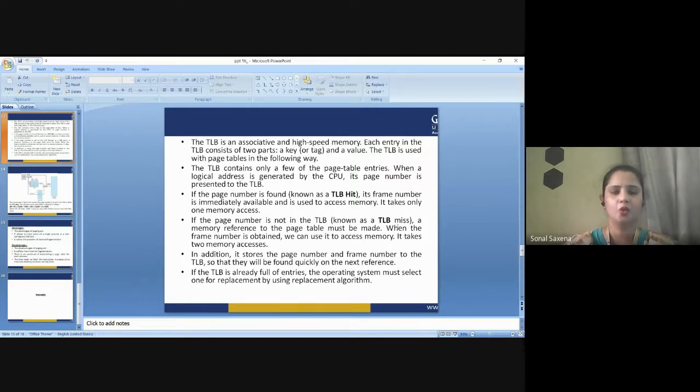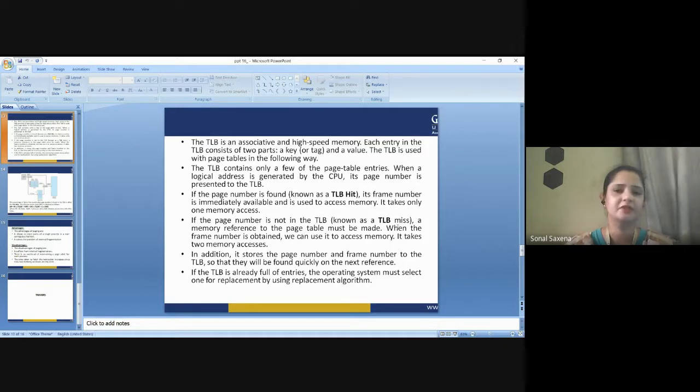It will hold the data itself. Now, if the TLB is already full of entries, let's say your translation lookaside buffer is already full, the operating system must select one for replacement by using a replacement algorithm. So let us assume your TLB is already full and now you want to execute another process. So what will happen? Your TLB should be emptied in this case. So this is the work of your operating system, to select which entry should be replaced with the new entry. So the operating system in this case takes help of a replacement algorithm.